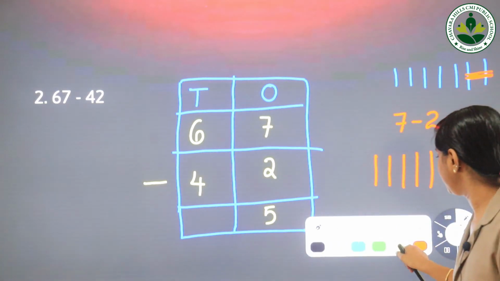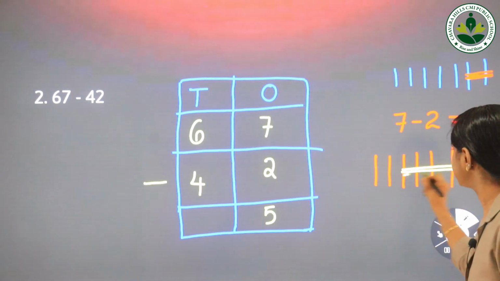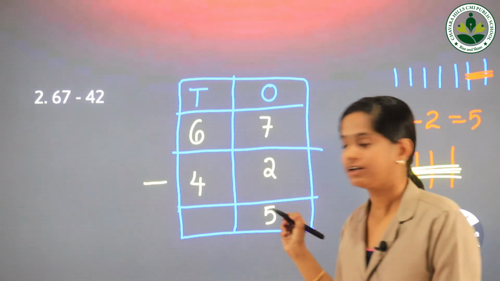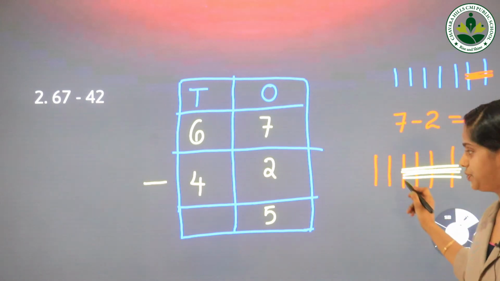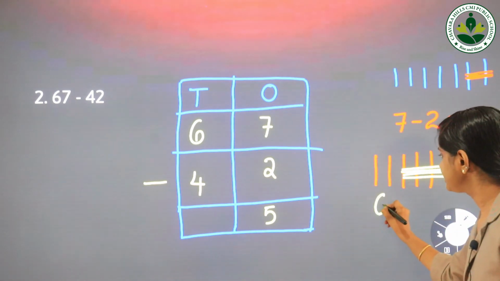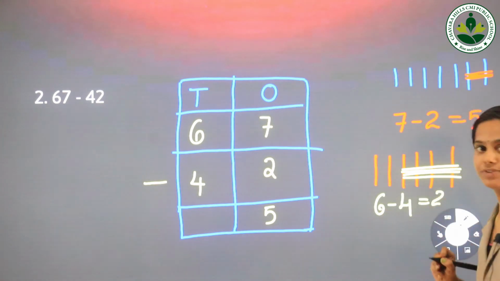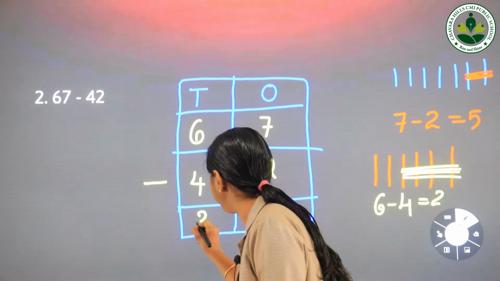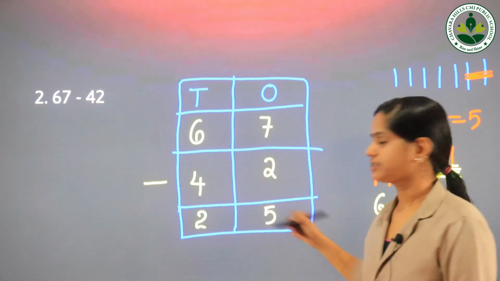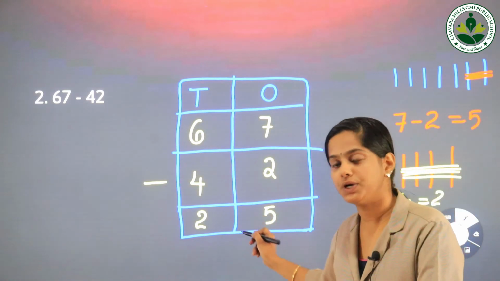For this, we remove 4 sticks. Then how many sticks are left? 1, 2. How many sticks? 2 sticks. So we can write 6 minus 4 is equal to 2. So we can write 2 in the tens column. 6 minus 4 gives 2. So our answer is 25.